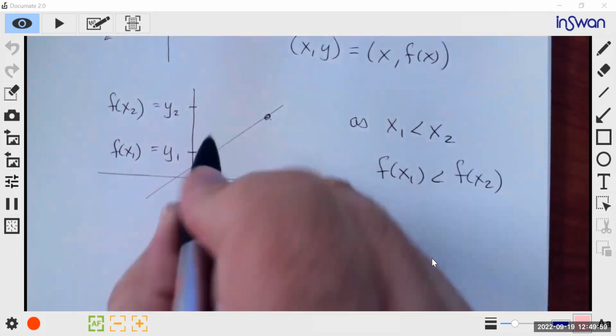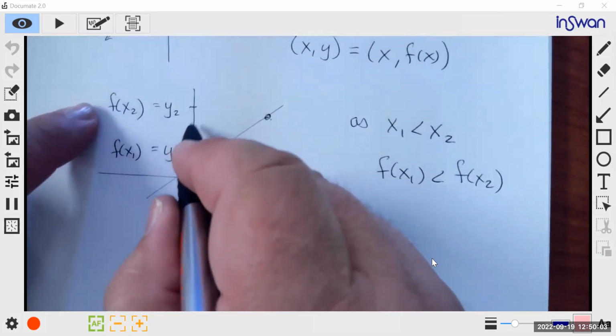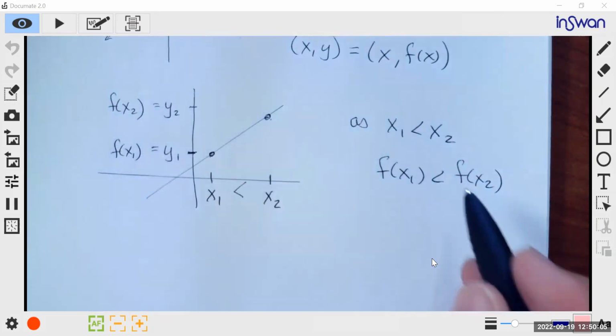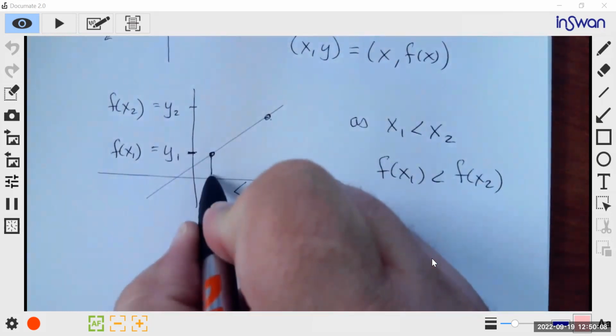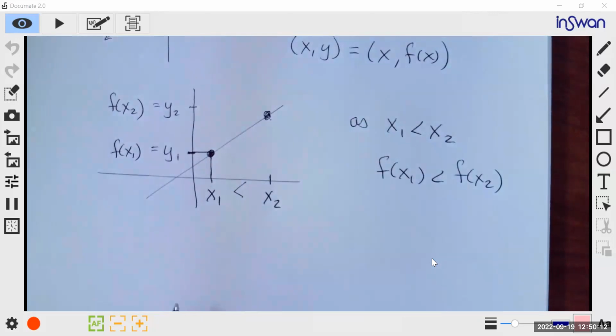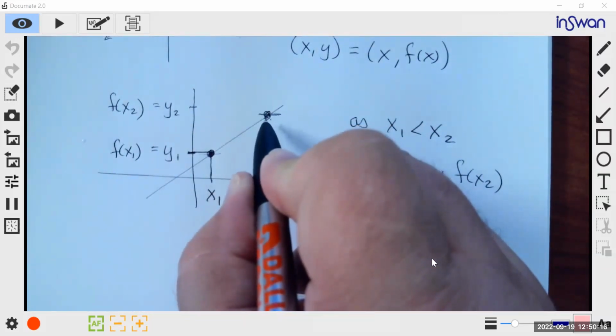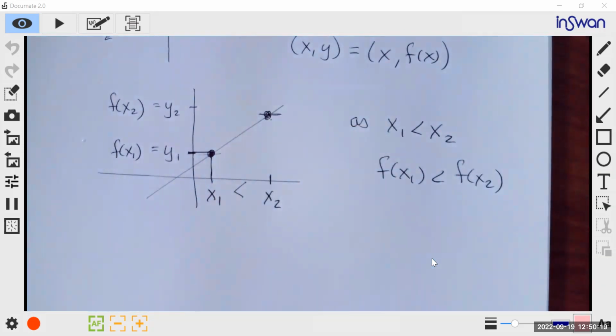Now the second one, f of x1 is less than, it's below f of x2. So at x1, we have our first point. At x2, we have our second. Since the first point is lower than the second point, it's an increasing function.